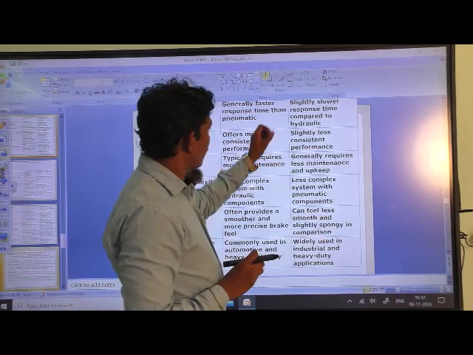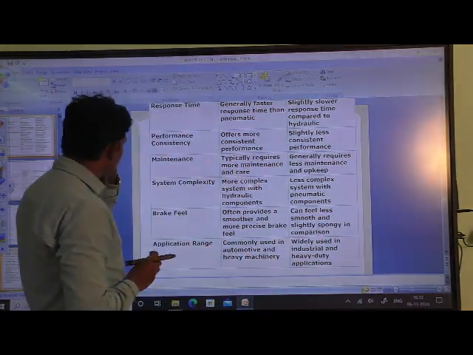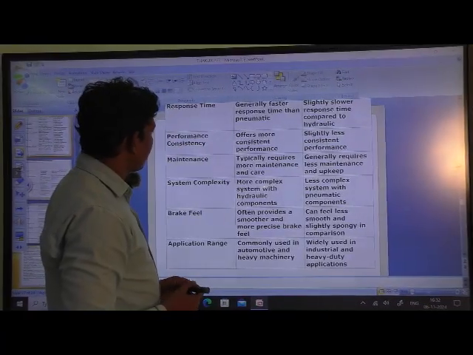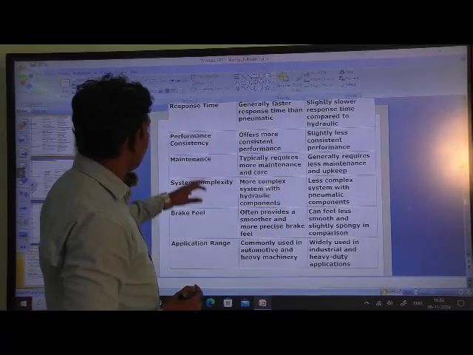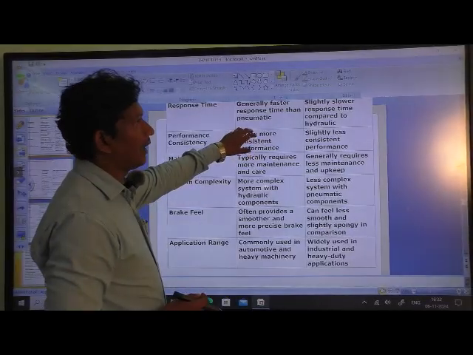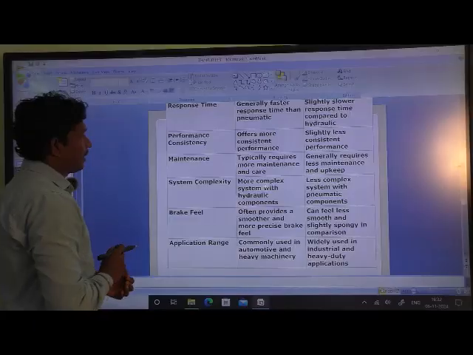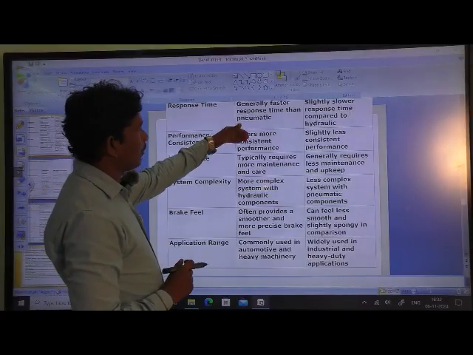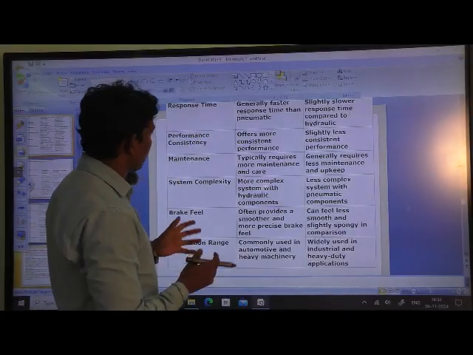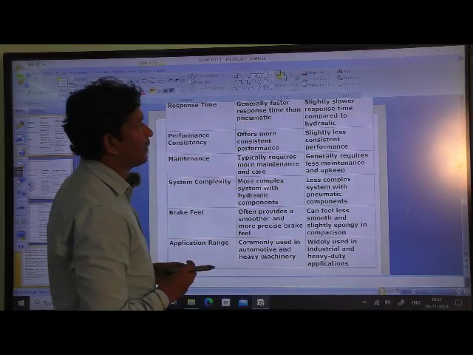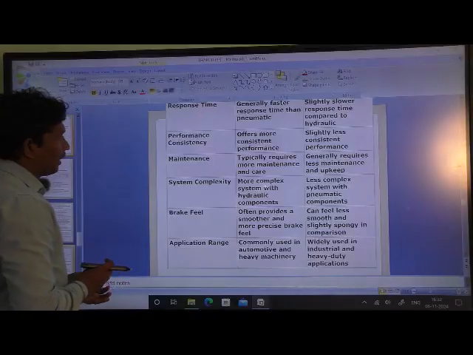As this is air, whenever we compress it, it takes some time. Performance consistency: hydraulic offers more consistency and performance, as it is a liquid. Compressed liquid is operating in the braking system. If no air bubbles are present, it functions very easily.